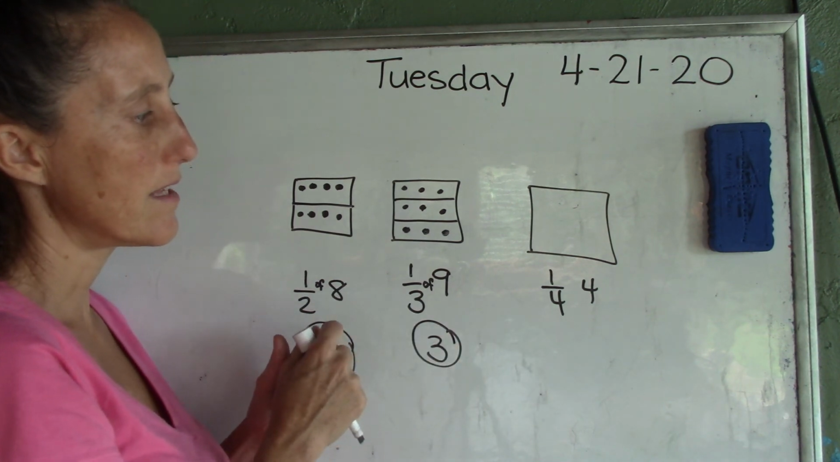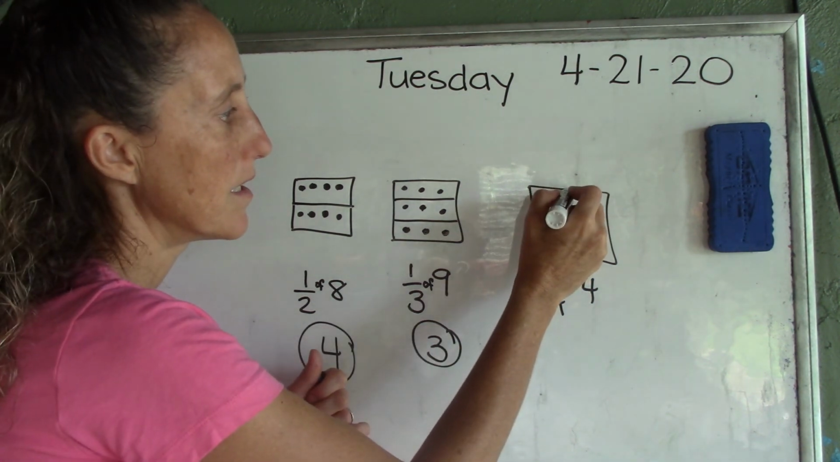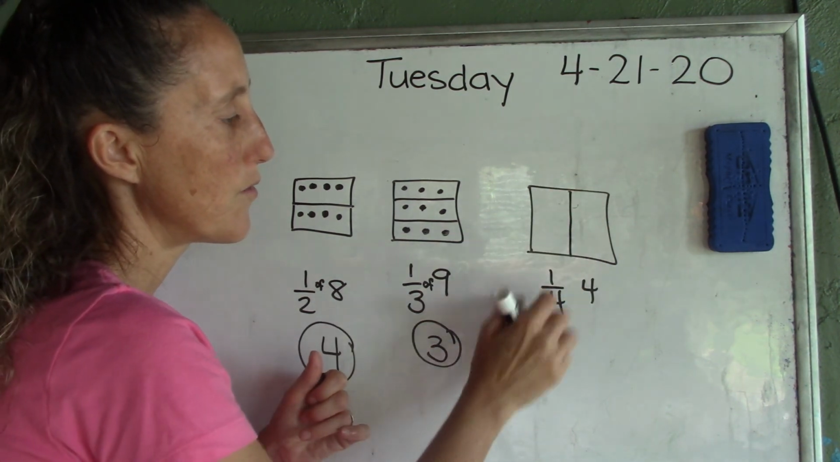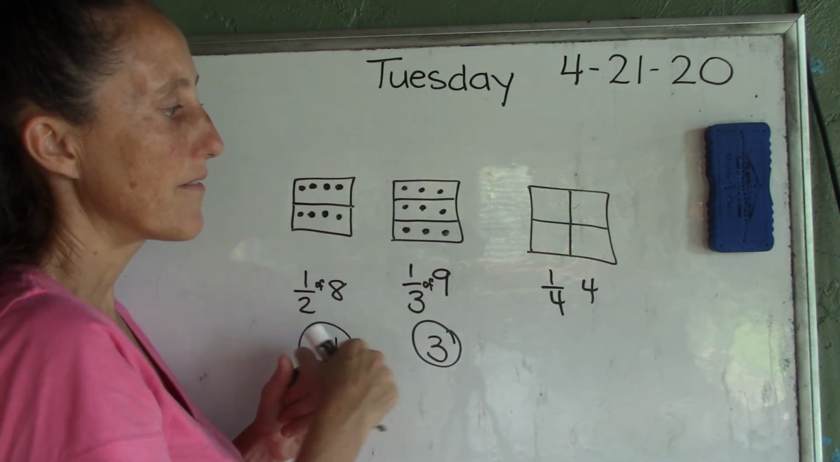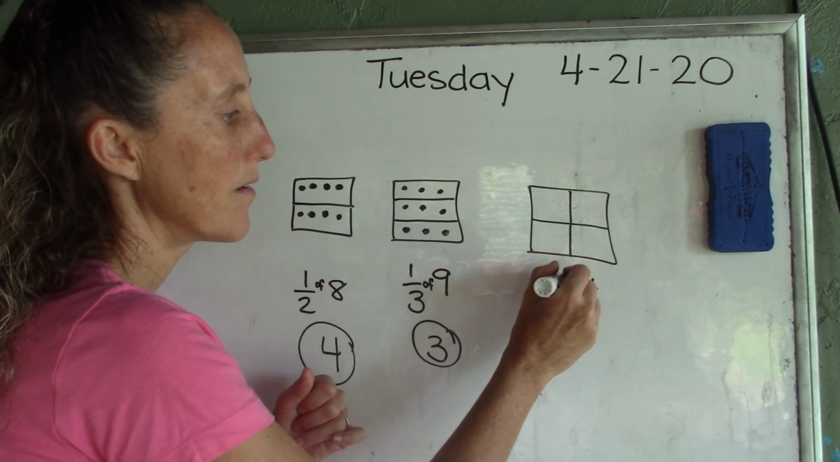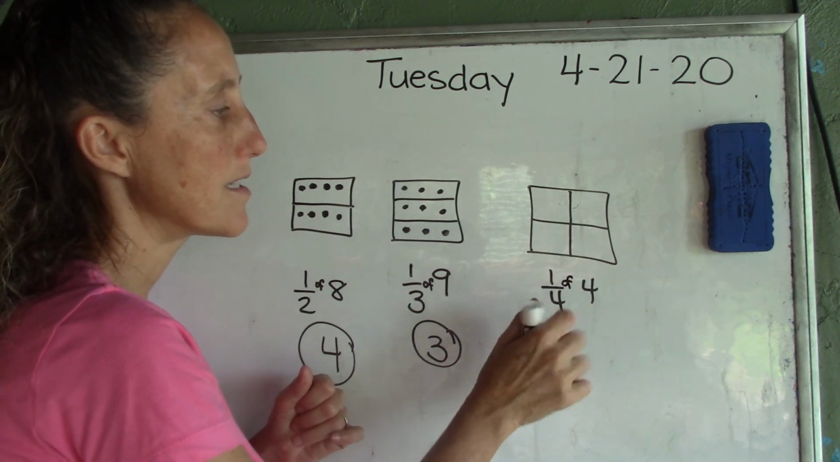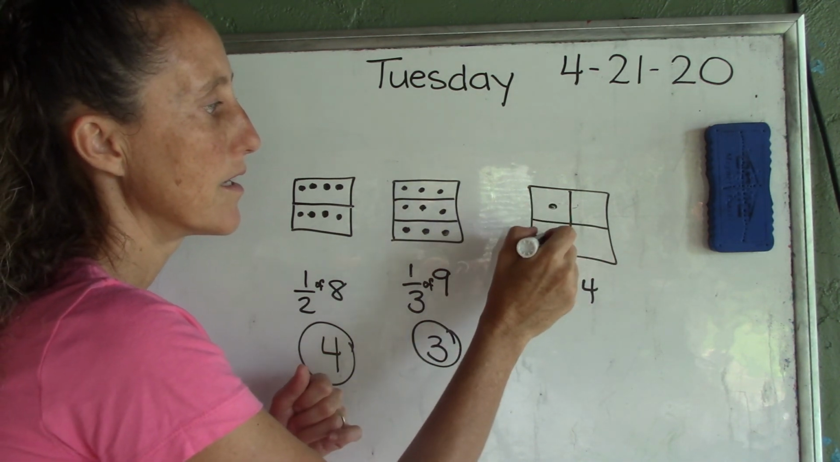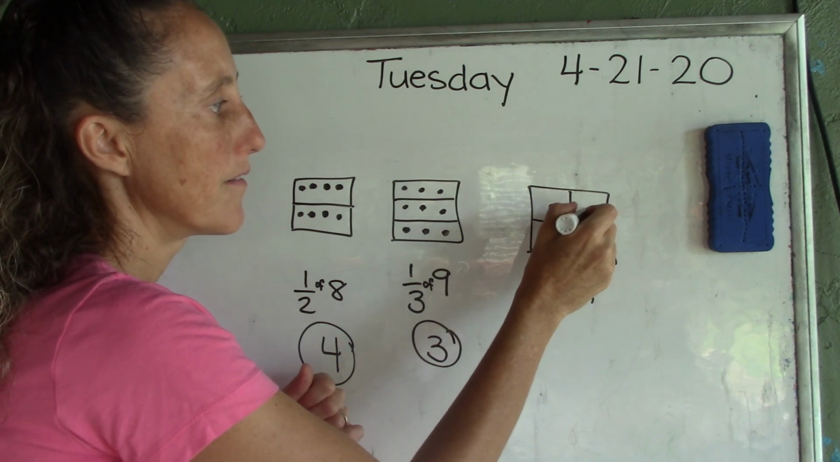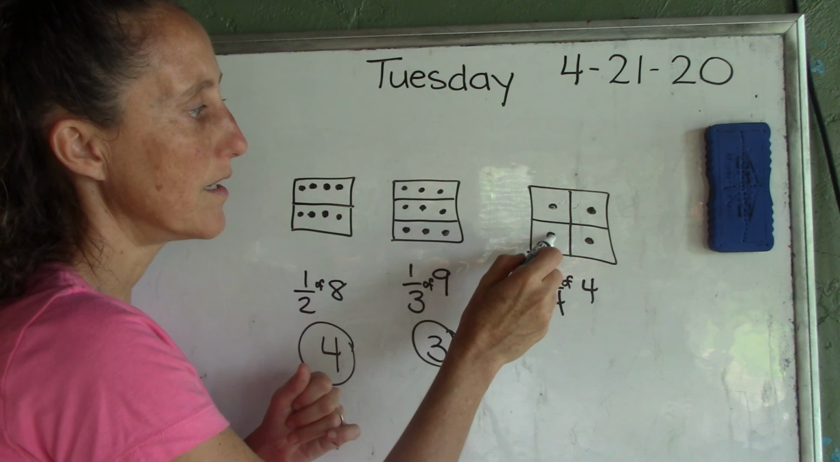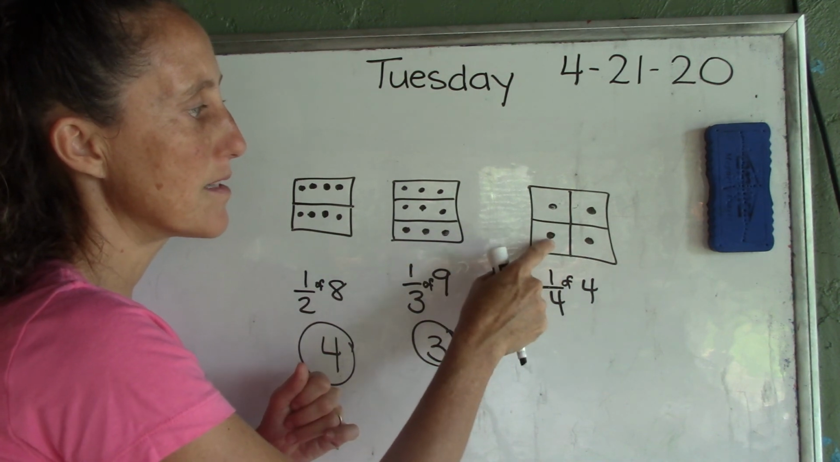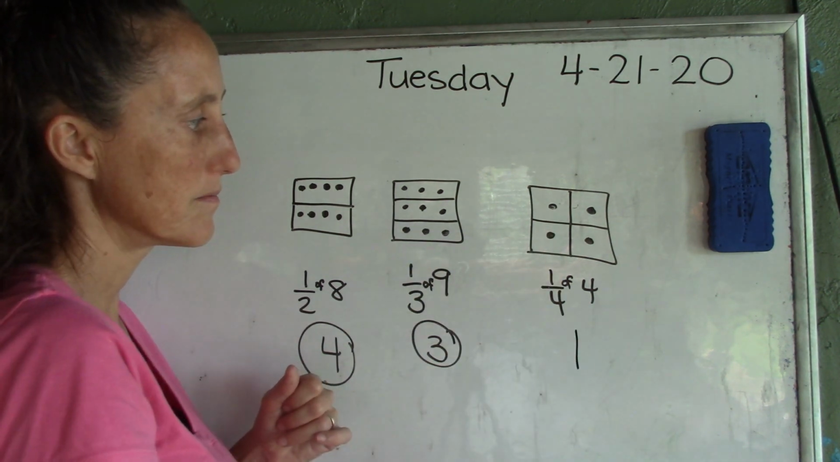Okay, in order to find this one, we have to divide it into fourths. And we have to put dots in them until we get to 4. Are you ready? 1, 2, 3, 4. Oh, that's an easy one. 1/4 of 4 is, one of the 4 pieces holds only 1.